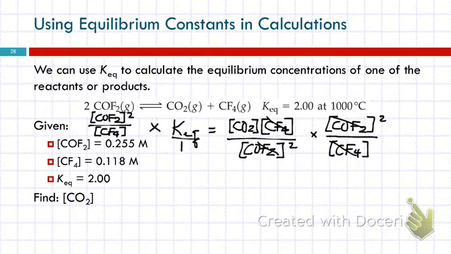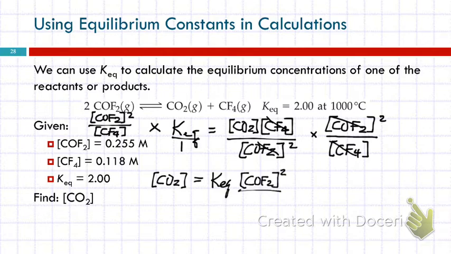You can also look at this in terms of ratios or proportions. Anything that's in the denominator over here, you can just move to the top over there. You can take this and just move it down there. Some of you understand how that works. If you don't, just do it this way. So what I end up with here is the CO2 concentration is going to equal the equilibrium constant times COF2 squared divided by CF4. That's algebra, rearranging an equation.